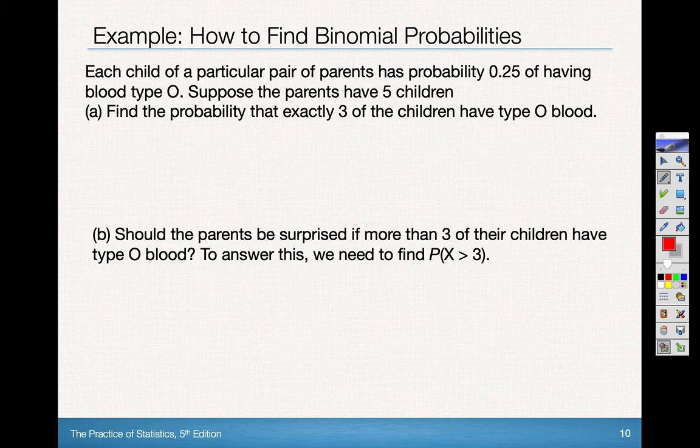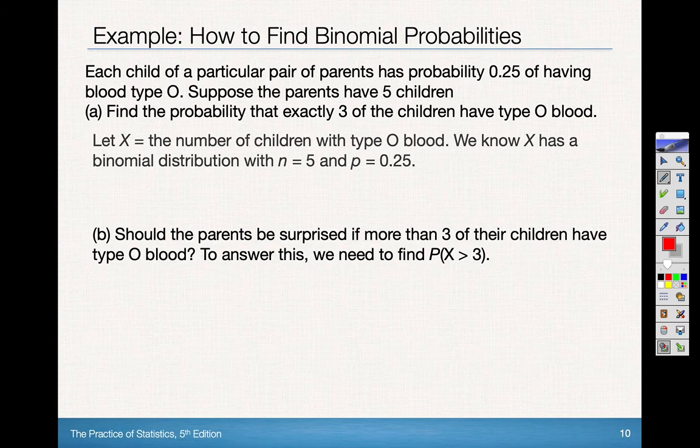All right, same generic problem. Now we're going to see exactly how it works by formula, which I hope you never use, and we're going to see how it works with calculator, which I hope you do use. Each child of a particular pair of parents has probability 0.25 of having type O blood. Suppose 5 children, same binomial setting. Find the probability that exactly 3 of these children have type O blood.